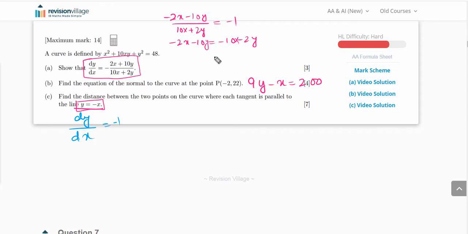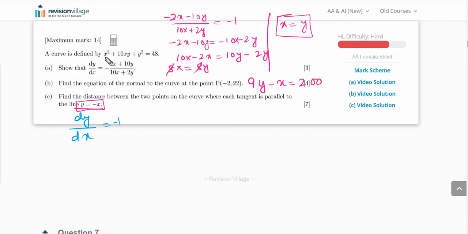I'll bring x on the left side, y on the left side, and x on the right side, or the other way around. So 10x minus 2x equals 10y minus 2y. So it'll become 8x equals 8y. So my x will become equal to y. So I'll write it here. x will become equal to y. Now in the main equation, I'll put my value of y equals x and work out the values of x. Then I'll put back the values of x over here and I'll get my 2 coordinates, 2 points.